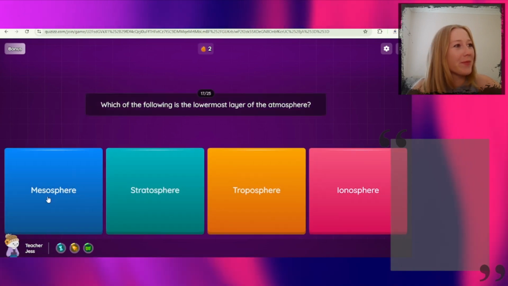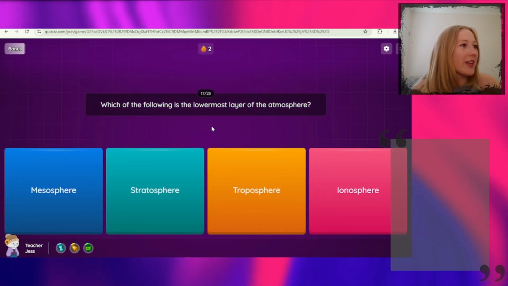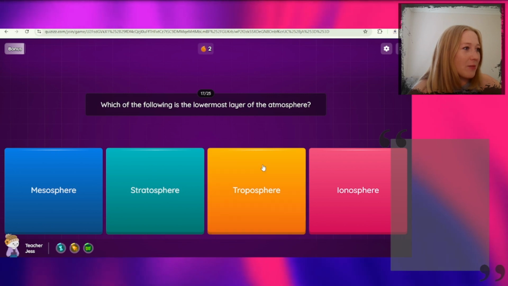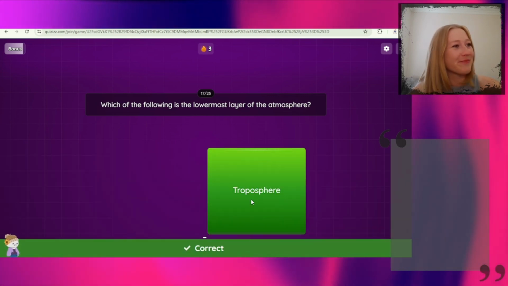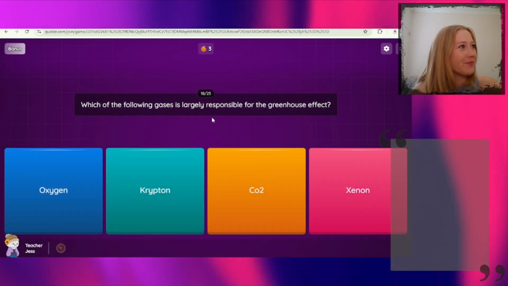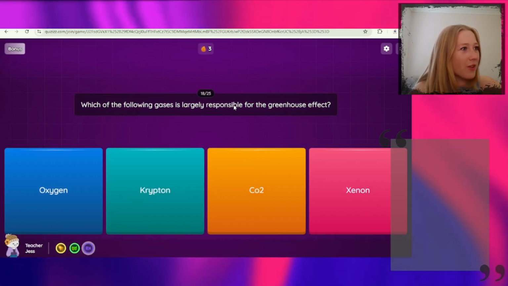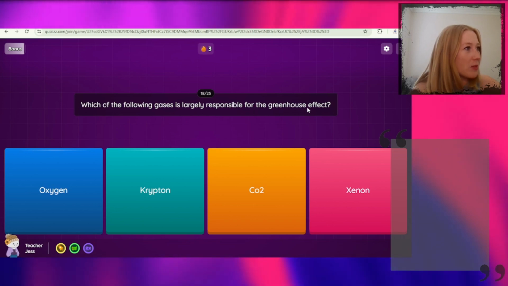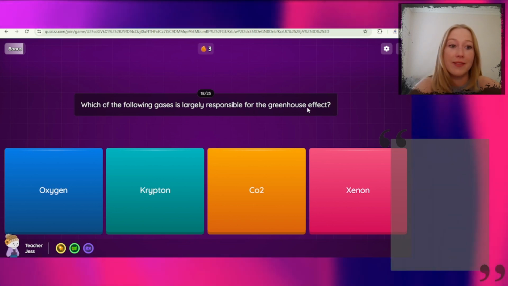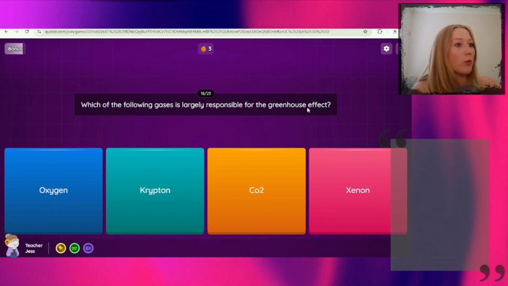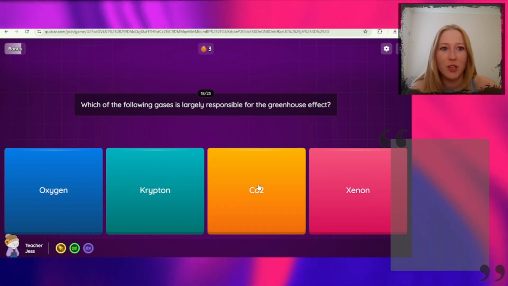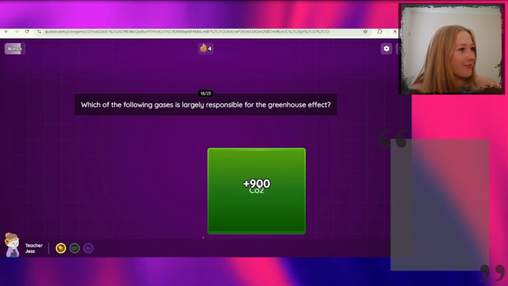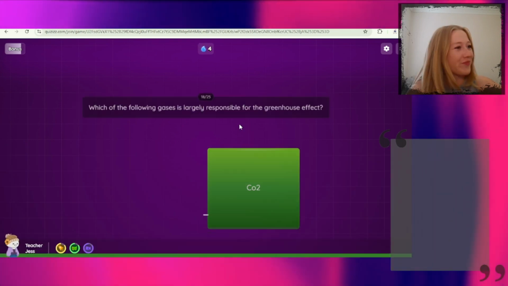Here we go. Which of the following is the lowermost layer of the atmosphere? The troposphere. Yay, I can redeem myself. Which of the following gases is largely responsible for the greenhouse effect? Okay, we haven't done the greenhouse effect yet, but it would have to be a greenhouse gas, and that is the only example I can see. Yay!